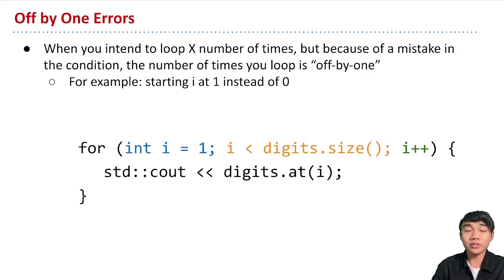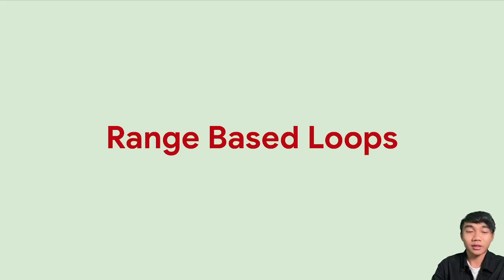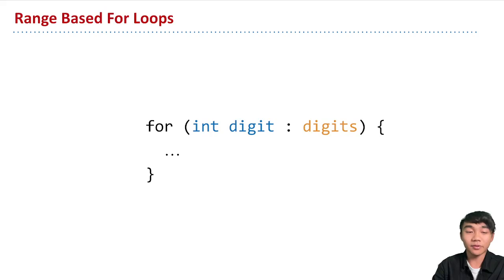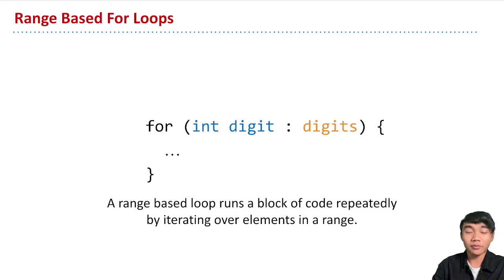But I'll show you a different type of for loop, which you'll grow to appreciate because it makes our lives easier and we won't have to deal with indices like this standard for loop. And that type of for loop is called the range-based loop. Range-based loops are a specific type of loop that allows us to loop through, or in other words, iterate over elements in a given range. So the range could be some sequence of elements like the digits vector.